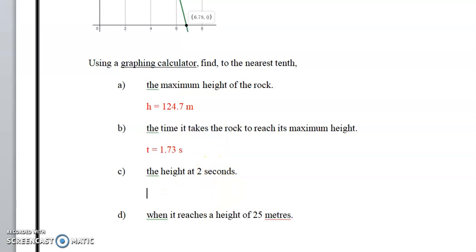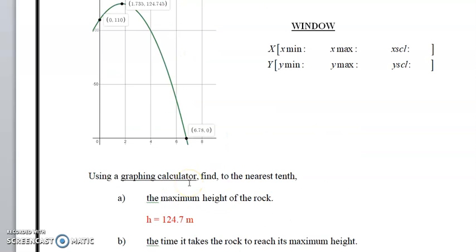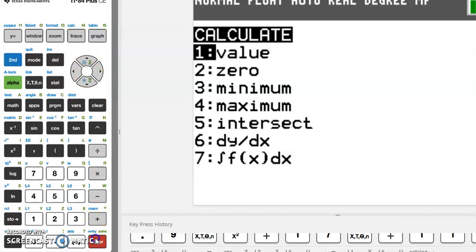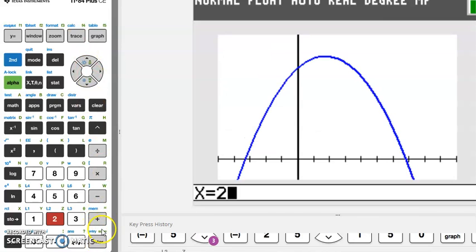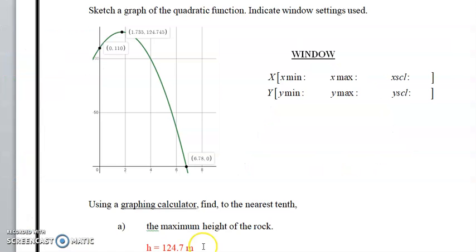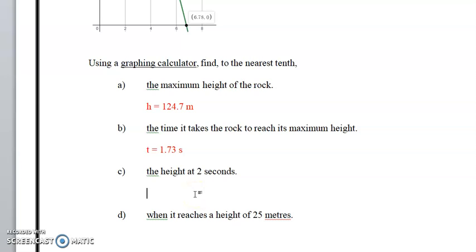What's the height at 2 seconds? So the height at 2 seconds, I'll show you how to plug that in on your graphing calculator. So we go second function, calculate a value. The value we're looking for is when x is 2, which is time. We hit enter and it gives us 124.4 right here. So you can see that. Again, that's on the graphing technology. So to show that, we say the height at 2 seconds is equal to 124.4 meters.